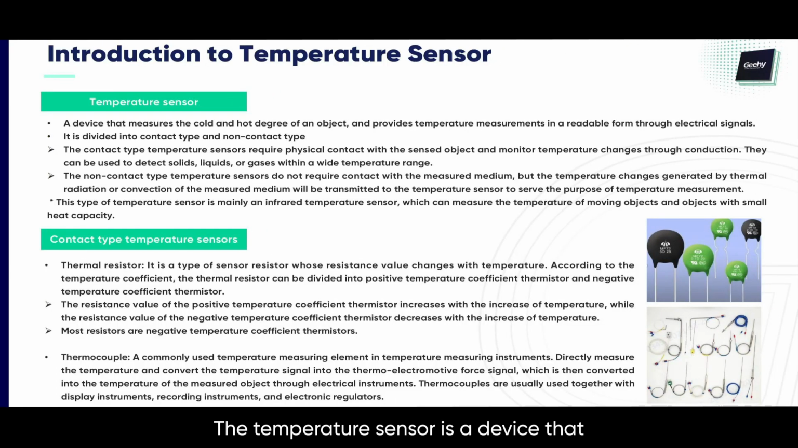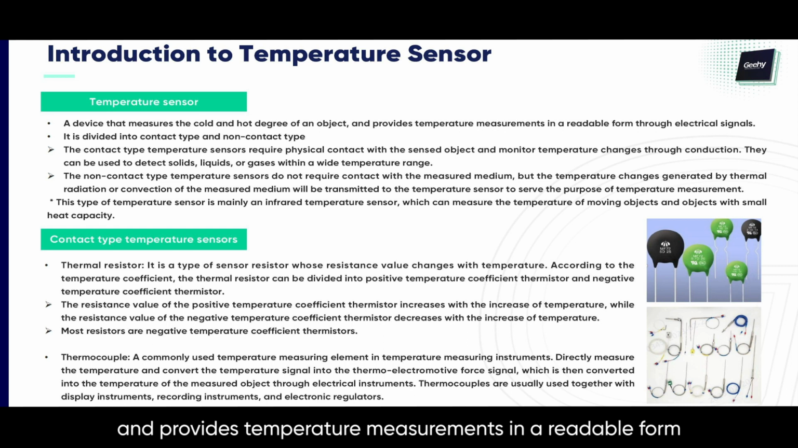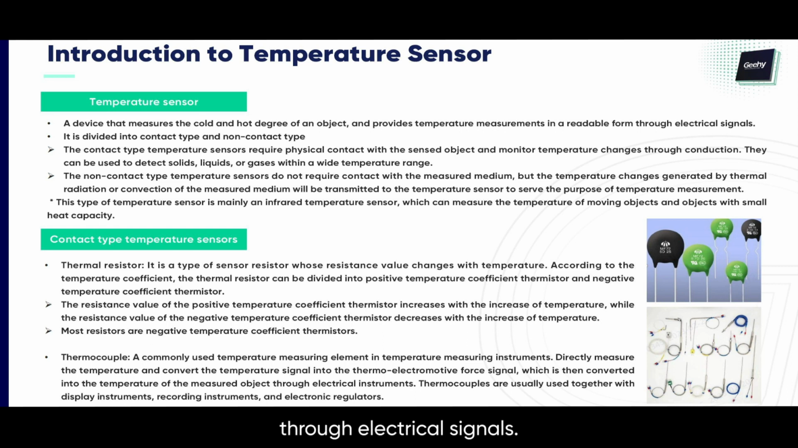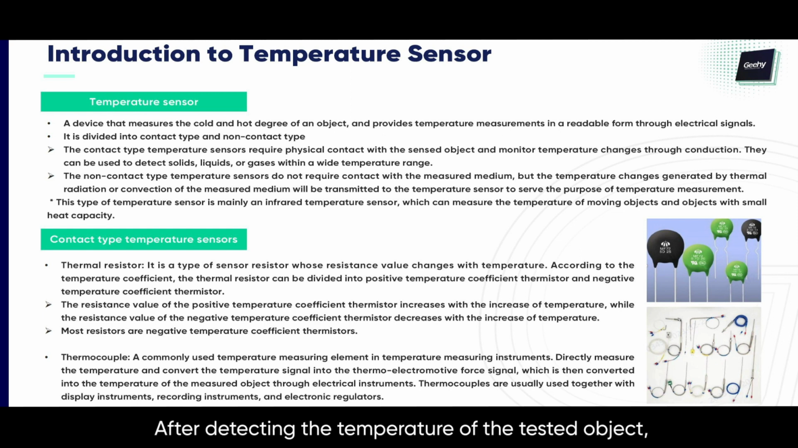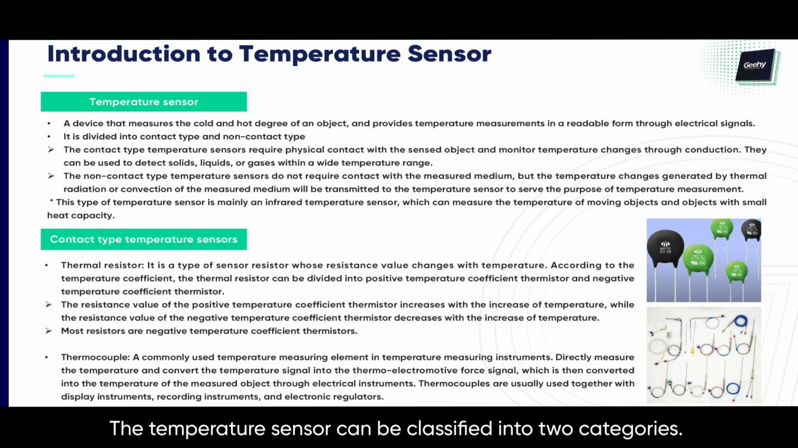The temperature sensor is a device that measures the cold and hot degree of an object, and provides temperature measurements in a readable form through electrical signals. After detecting the temperature of the tested object, the temperature sensor will convert it into an electrical signal to facilitate subsequent calculation. The temperature sensor can be classified into two categories.